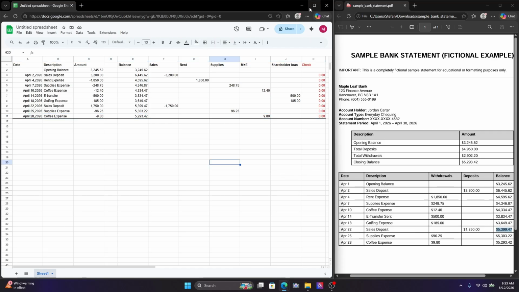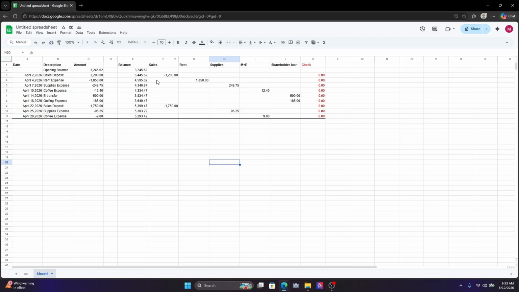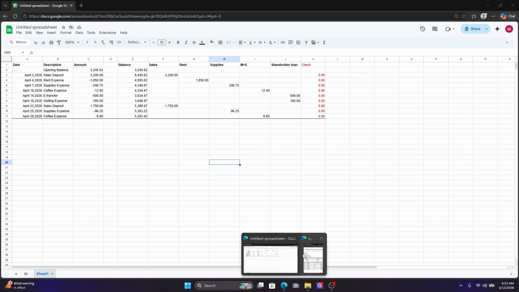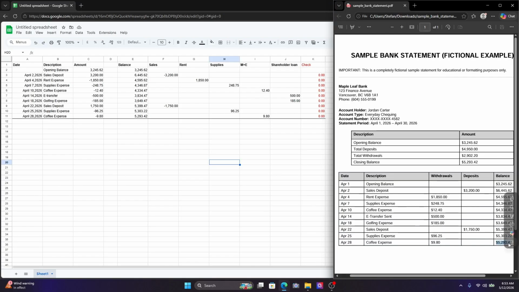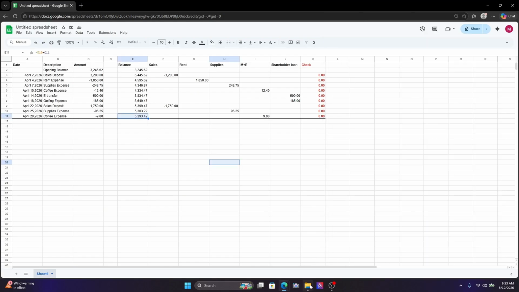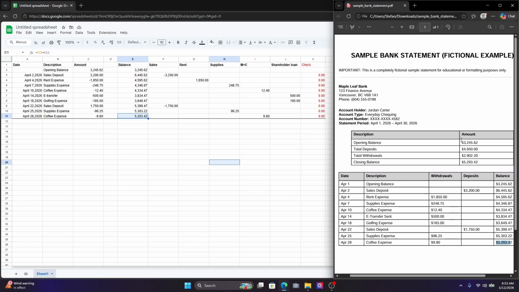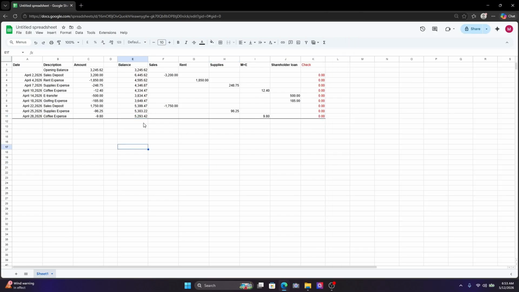Now we're going to create our adjusting journal entry. So we need to figure out what moved, how much did everything move by. And one thing that we want to make sure here is that our ending balance is the same. 5293, closing balance here is 5293. So we did the correct thing.